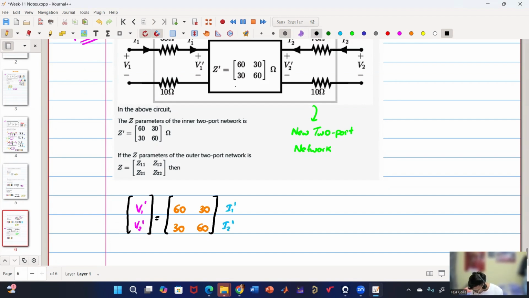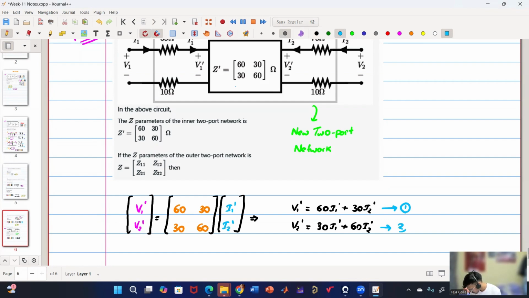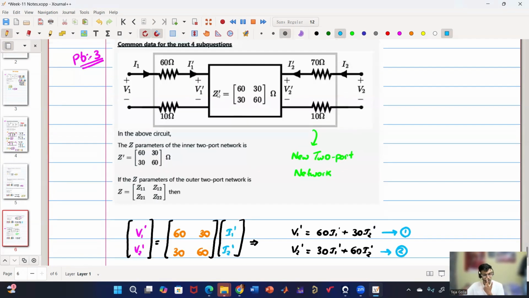So now let us expand this and write the two equations that we'll get. What will be the first equation? V1 dash is equal to 60 I1 dash plus 30 I2 dash. And the other equation? V2 dash is equal to 30 I1 dash plus 60 I2 dash. So let this be our equation 1 and equation 2. Now, any idea how to get the Z parameters of the outer two-port network?